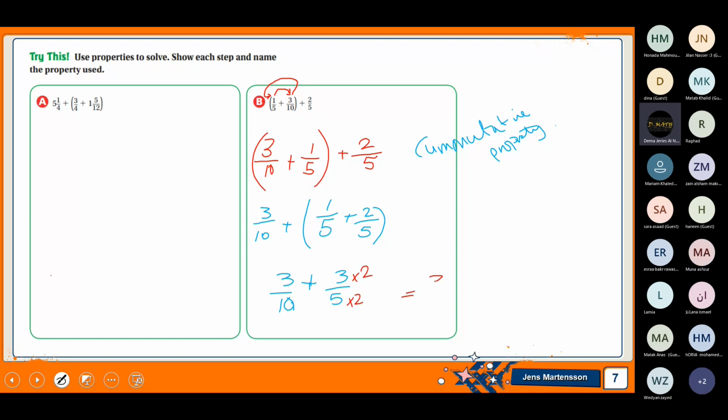Then 3 over 10 plus 6 over 10. 3 plus 6 is 9, so 9 over 10. Here we use the associative property.